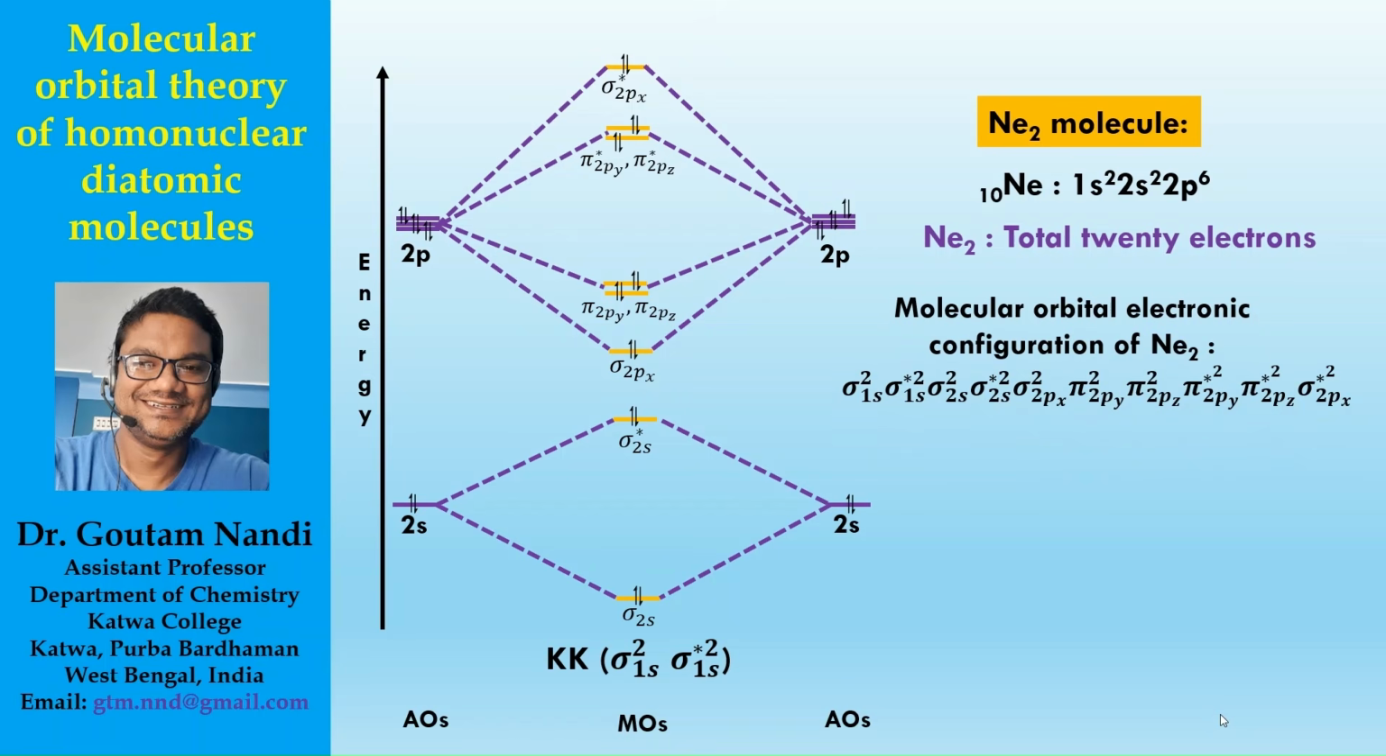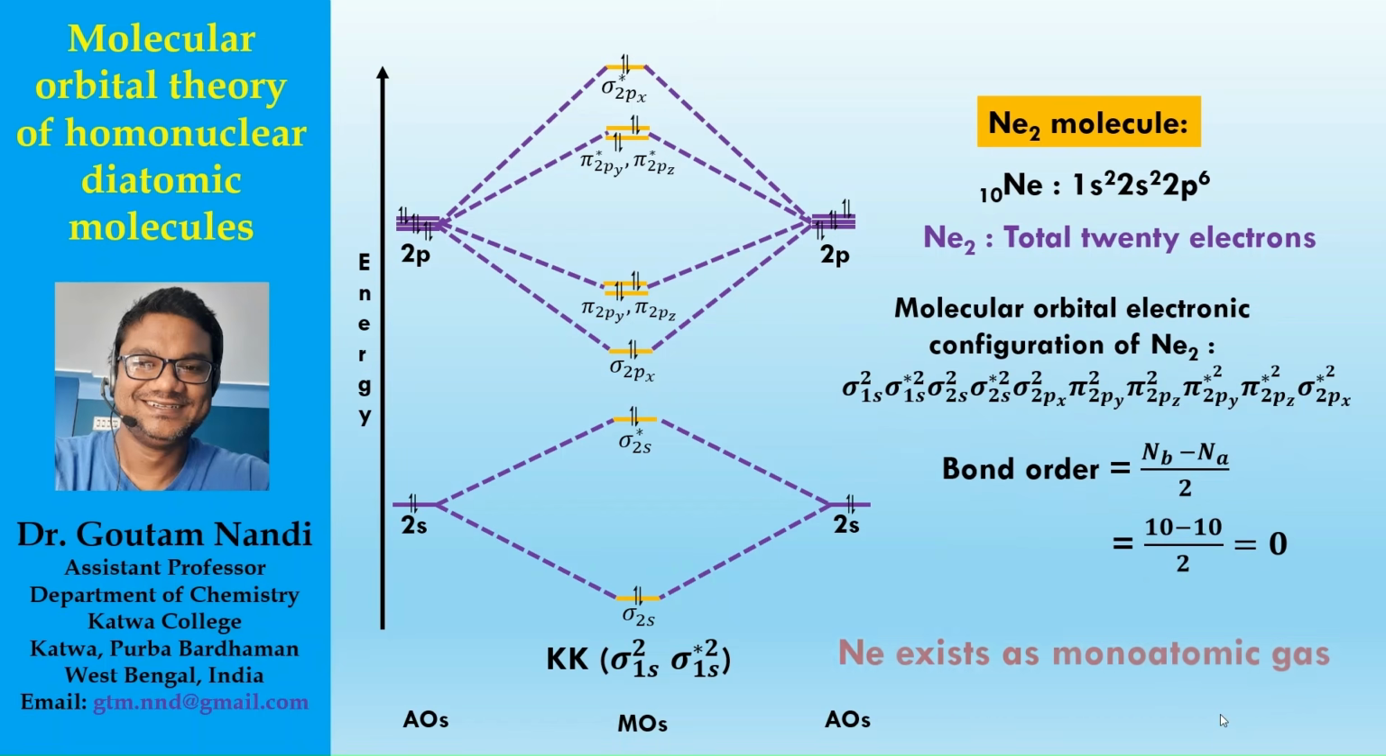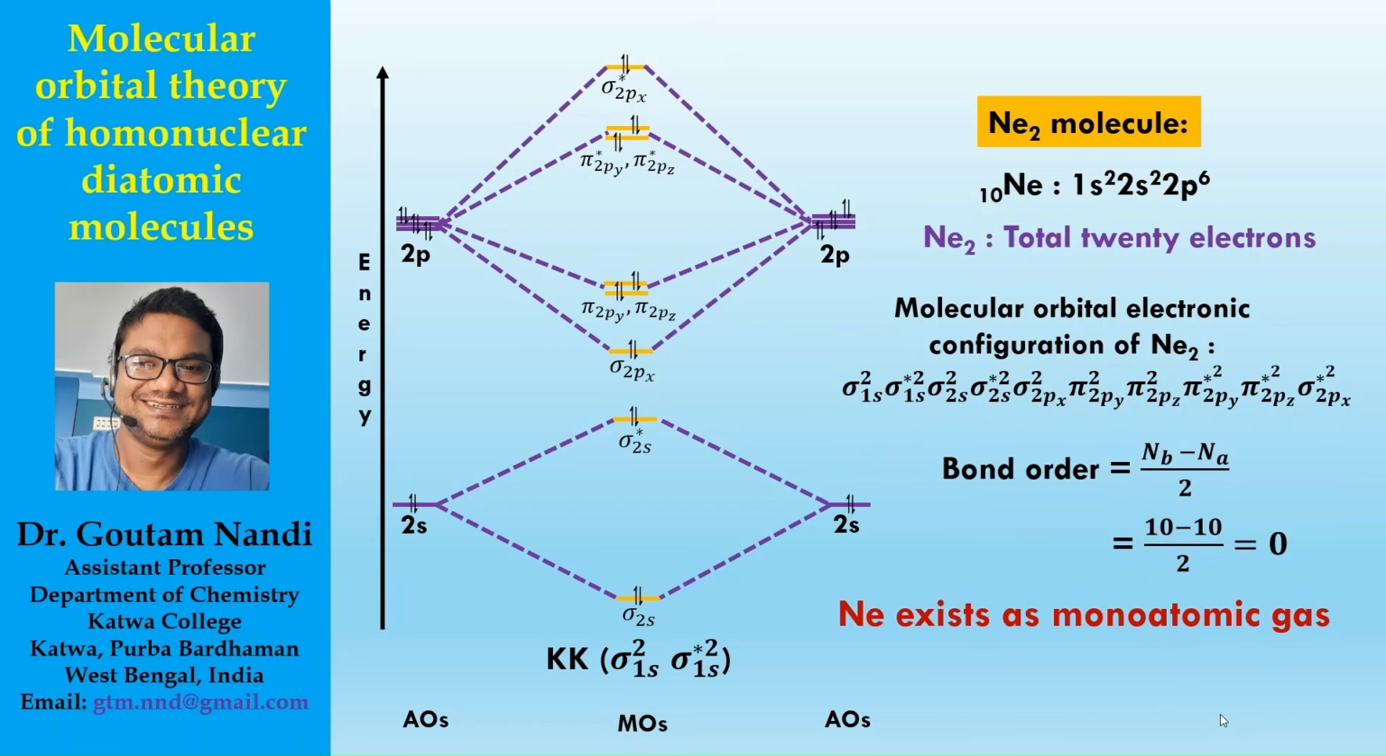If you calculate the total number of electrons in the bonding molecular orbitals, it will be 10, and in the antibonding molecular orbitals also 10. So the bond order will be 10 minus 10 divided by 2 equal to 0. Okay, this indicates that the Ne₂ molecule does not exist and Ne exists as a monoatomic gas. This we already know because all the noble gases exist as monoatomic gases. For helium also, we have got a similar result.